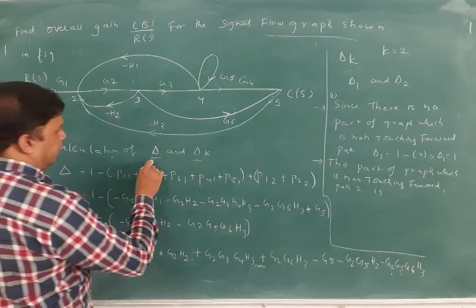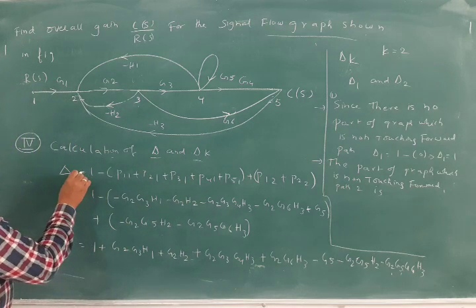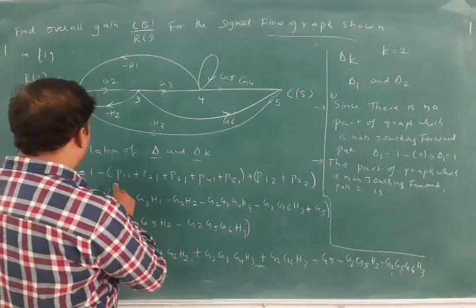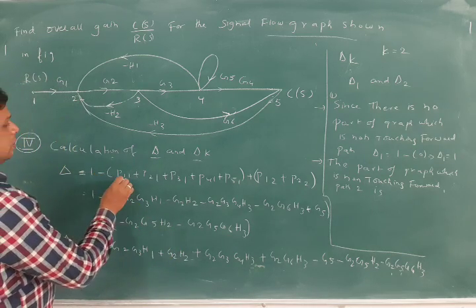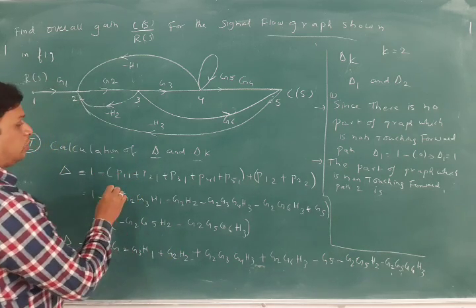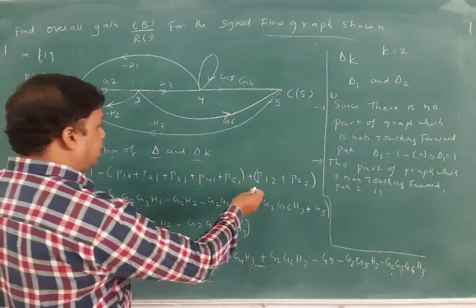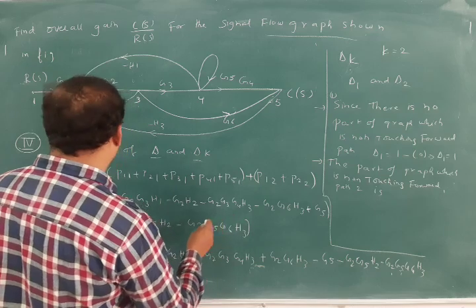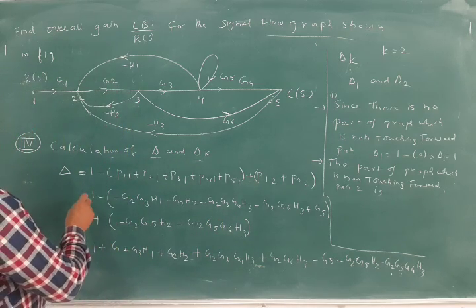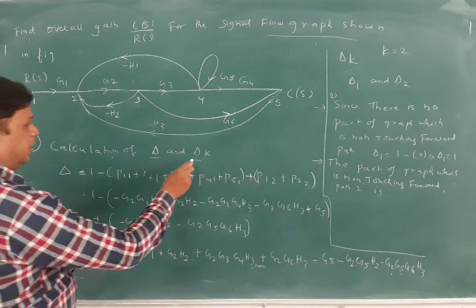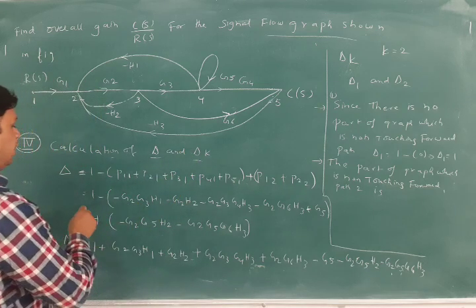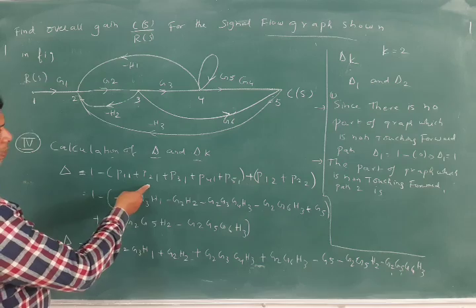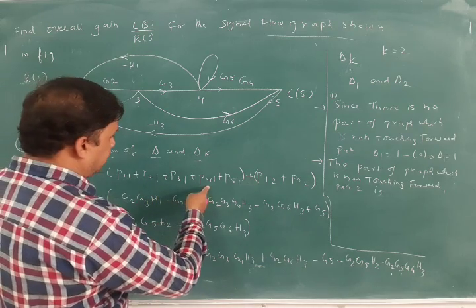First we have to find delta and delta k. How to find delta? As you have written the formula before, what is the delta formula? Now we write the sum of the individual loops, then the two non-touching loops, and again a plus sign for the next term. Like that we will have the formula. So if you write it, delta is equal to 1 minus P11 plus P21 plus P31 plus P41 plus P51.